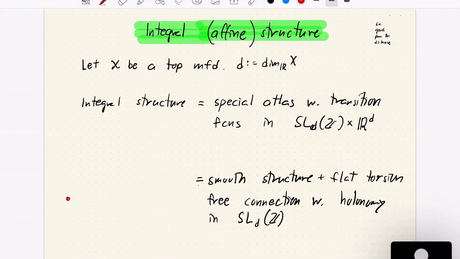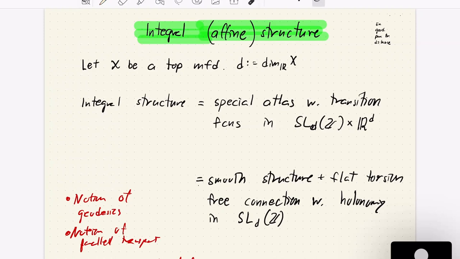There's one observation we can make. If you have this kind of structure, then you have a connection, which means you have a notion of geodesics. You also have a notion of parallel transport. But you have no notion of distance. So in particular, these connections do not have to come from a Riemannian metric. In that sense, it's a much more general object than a Riemannian manifold.